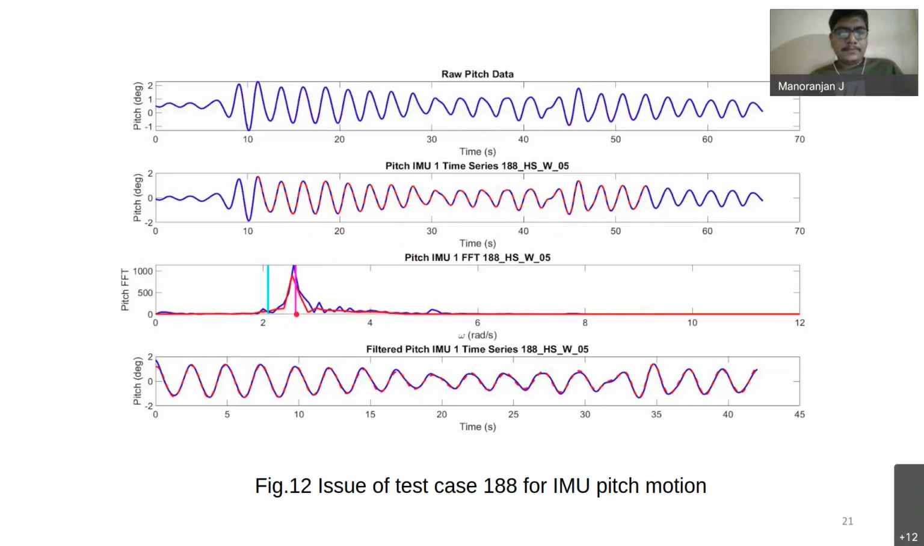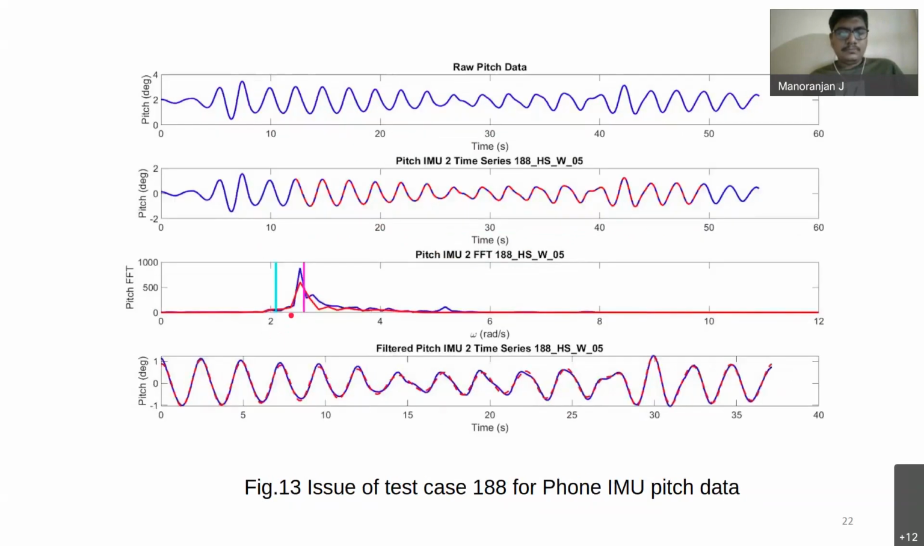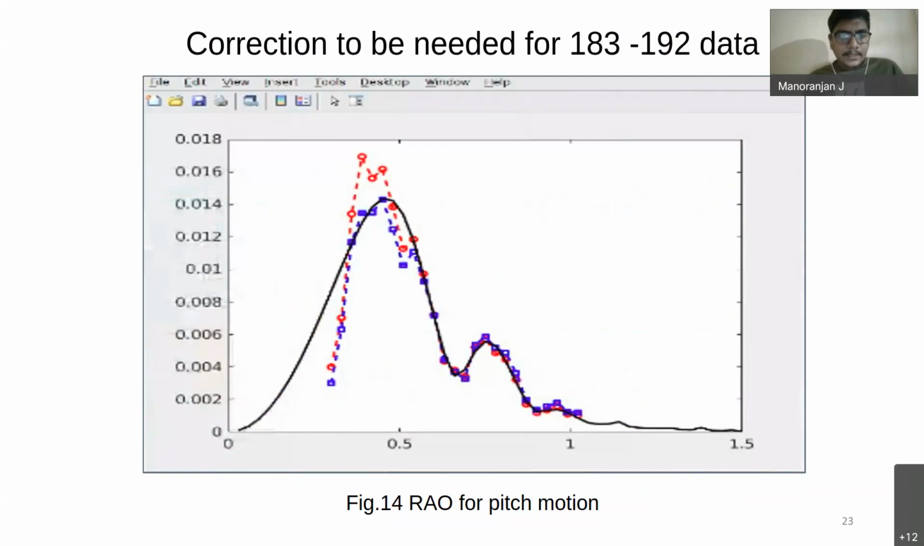Similarly, for the next slide, we will show you the plots corresponding to the phone IMU. Here too we are observing the same thing. Next slide. After we have computed the wave RAO for the phone and the IMU, the black line in this plot is from Hydra, the blue line corresponds to the phone IMU data, and the red line corresponds to the XSense IMU data.